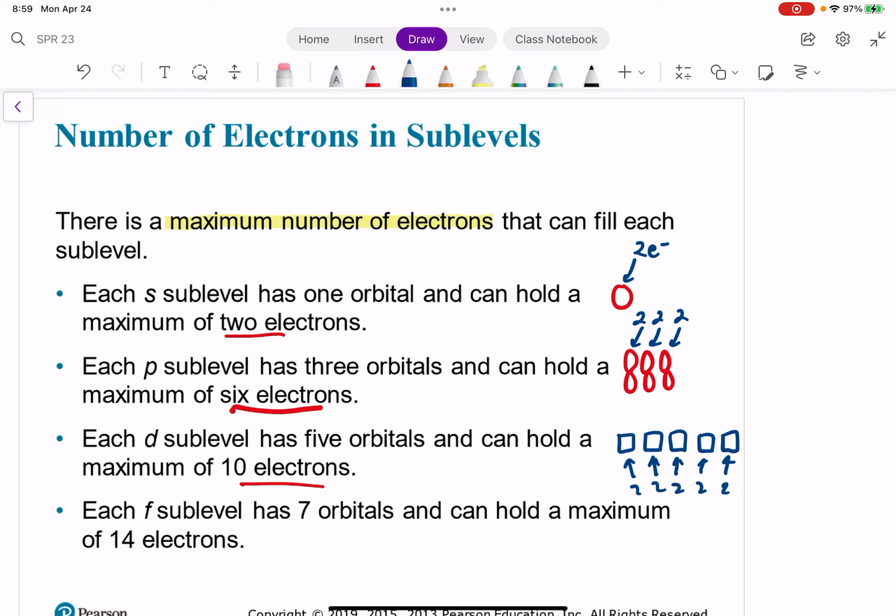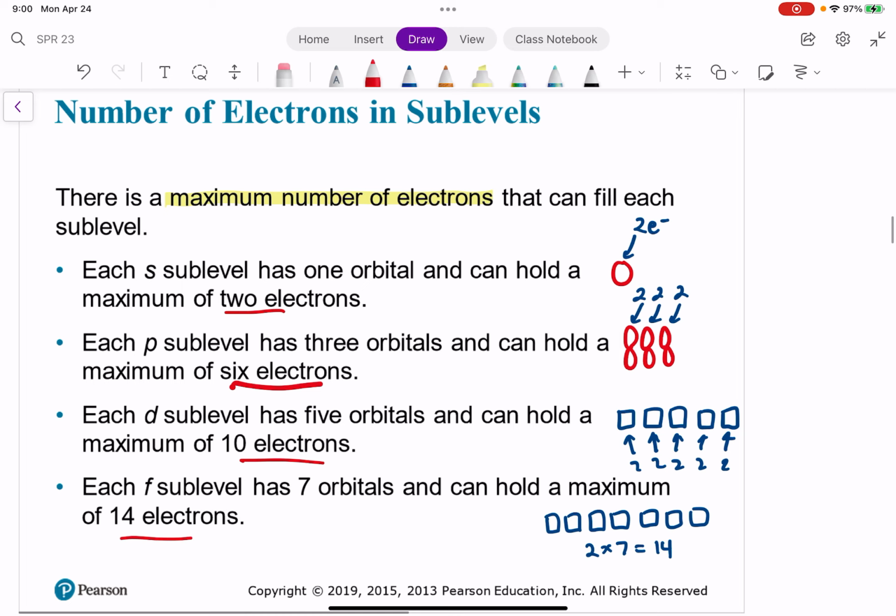The F sublevel, we didn't talk about a whole lot, but there are 7 orbitals in the F sublevel. So 1, 2, 3, 4, 5, 6, 7. Is that 7? Yes. And each of those can hold 2. 2 times 7 equals 14 total electrons, and that's where we're getting that number from. Okay? Again, the most important for our purposes is this section here, the S and the P. But I do want you to know the other facts on this slide.